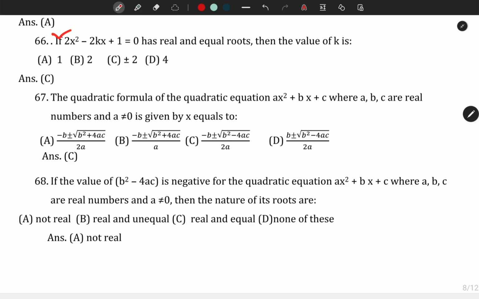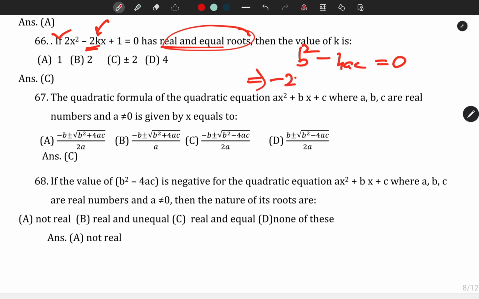Next question. If 2x square minus 2kx plus 1 equals 0 has real and equal roots, then the value of k is. Now real and equal roots means the discriminant, that is b square minus 4ac, should be equal to 0. So b square, what is b here? B means the coefficient of x, that is minus 2k. So minus 2k whole thing square minus 4a. A is the coefficient of x square, here in this case it's 2. And c is 1. So in place of c we'll write 1 equals to 0.